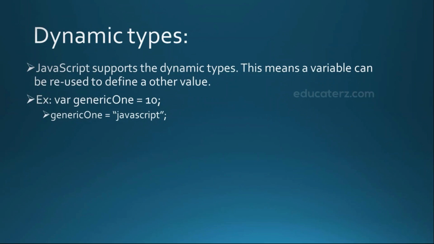So coming to dynamic types. JavaScript supports dynamic types. This means a variable can be reused to define another value. Let's say we declared a variable called generic1 with the value 10. After some lines of code, I want to reuse this variable with the value JavaScript, which is of data type string. So we can reuse existing variables with a different data type, which is not allowed in other programming languages. But the main thing is, we should not follow this style of coding.